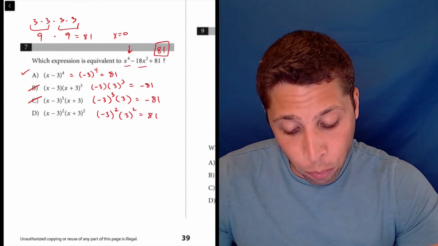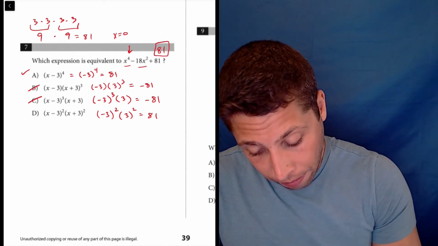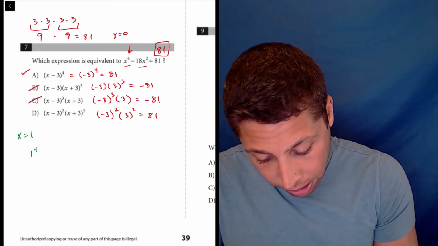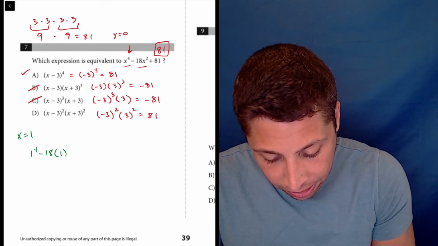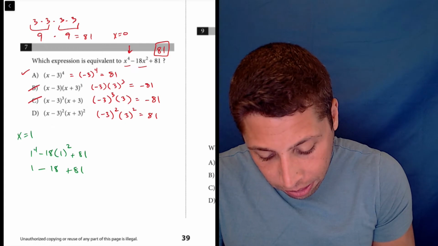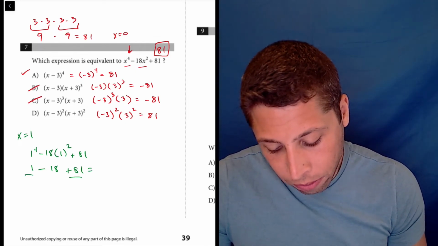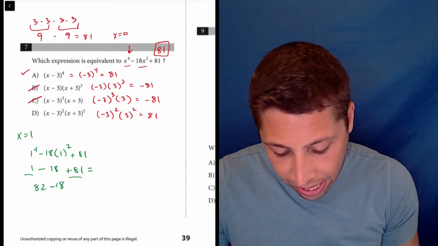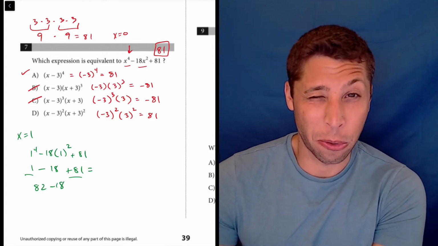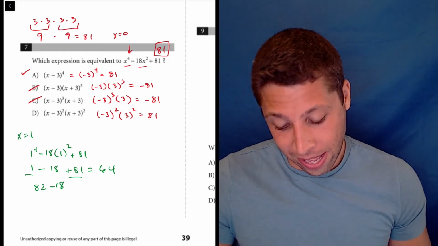But if we didn't know that, we could just pick a new point. I'm going to try 1. I really don't know if it's going to work. I've never done these questions before. Let's pretend x is 1. So I'd have x to the fourth, that's 1 to the fourth, minus 18 times 1 squared plus 81. So that's 1 minus 18 plus 81, right? So I would do 1 and 81 first is 82 minus 18. So that's what? 82 minus 20 would be 62. This would be 64. And that's positive.